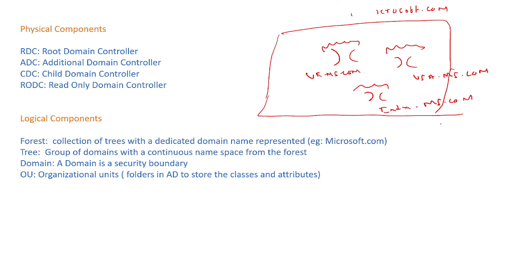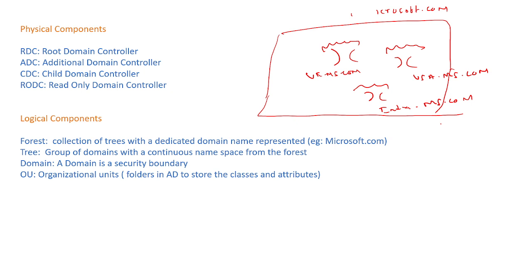Correct? And in each domain, we have Microsoft.com as a common factor, correct? Because that's the parent domain, and that we call the forest. Understood? Understood or not? Yes, sir. So now you understood a forest means a collection of trees, and trees mean domains. Then what is a domain? You already learnt the difference between workgroup and domain. A domain is a security boundary.